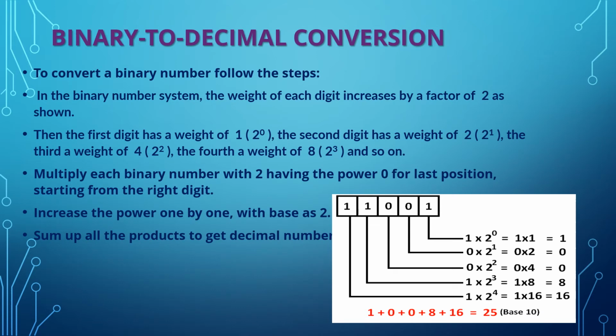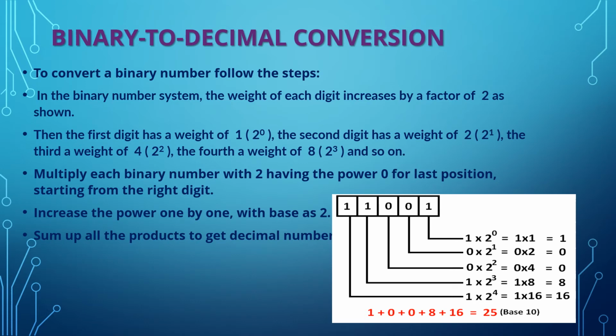So now we are going to see the binary to decimal conversion. To convert a binary number, follow these steps. In the binary number system, the weight of each digit increases by a factor of 2 as shown in the example. The rightmost binary digit we call the least significant bit and the leftmost we call the most significant bit. We go for a calculation from right to left.